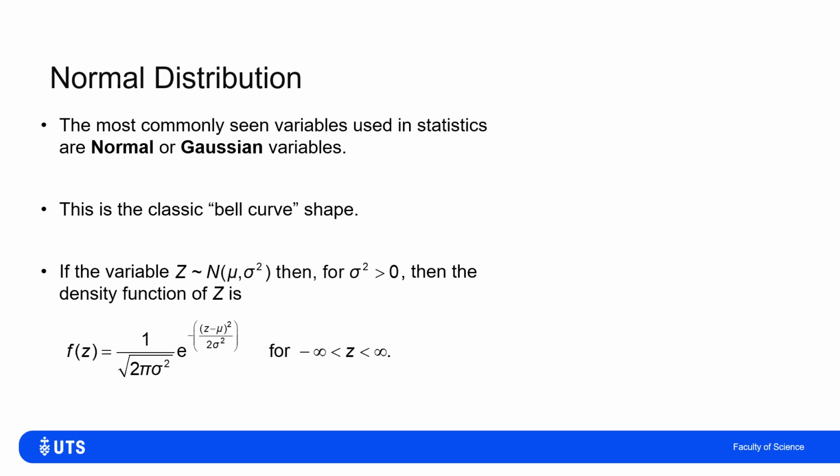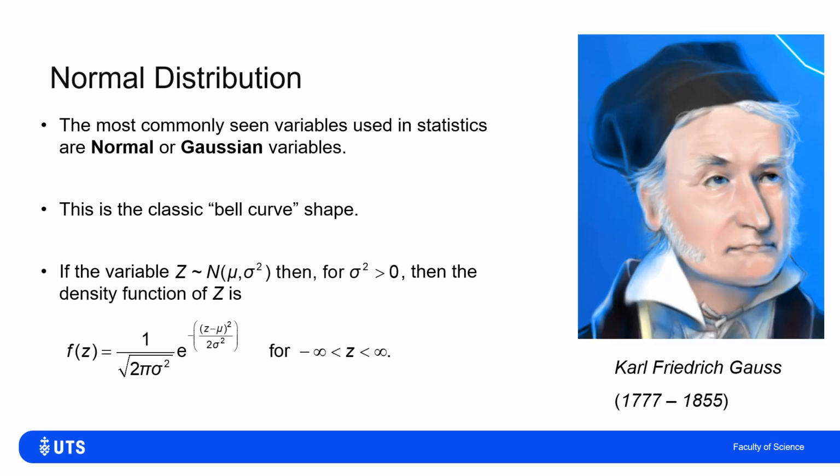And this distribution takes values over the whole real line, so potentially tending towards minus infinity and potentially tending up to infinity. Now you'll sometimes hear it also called a Gaussian distribution, after this man with his stylish hat, Carl Friedrich Gauss.